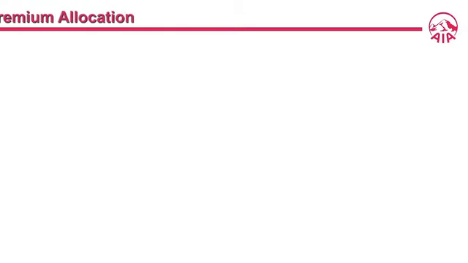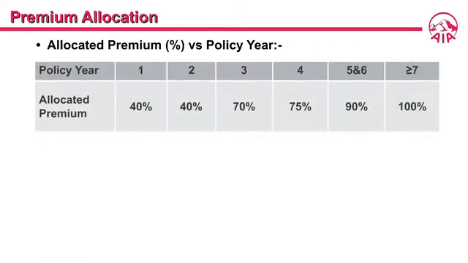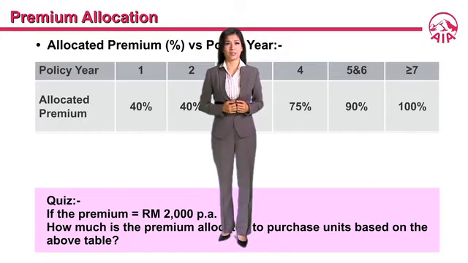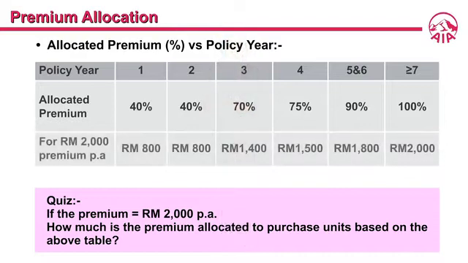Come, let us do a simple exercise. Assuming the annual premium is 2,000, how much is the premium allocated to purchase unit based on the table? Do you have the correct answer?